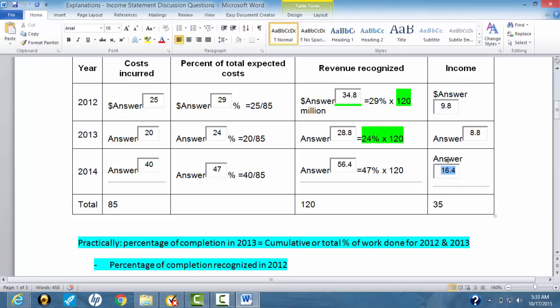Now we add up all the gross profit, which shows that total gross profit recognized for the 3-year period is 35. Total cost incurred is 85. We combine the two, we get total revenues of 120.